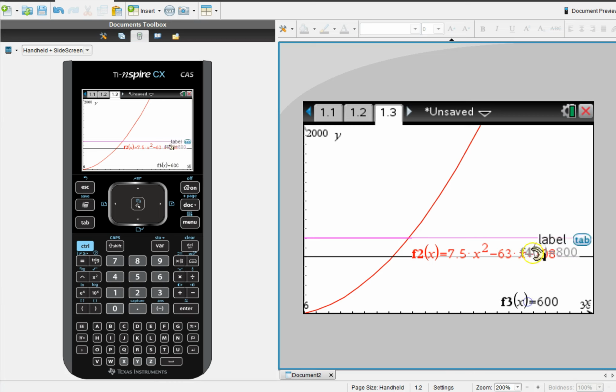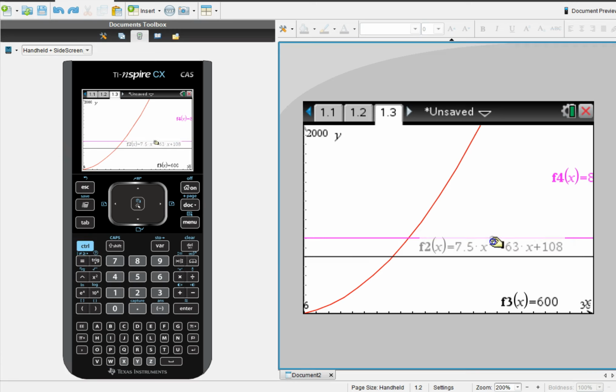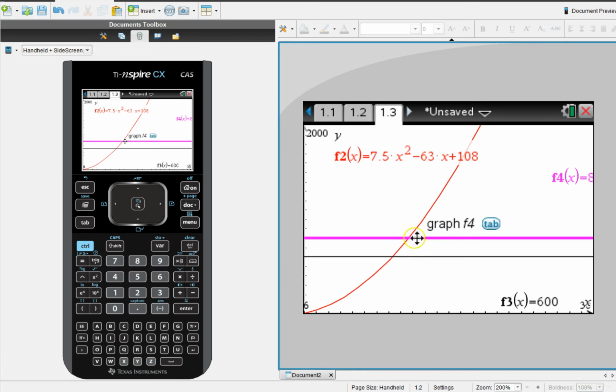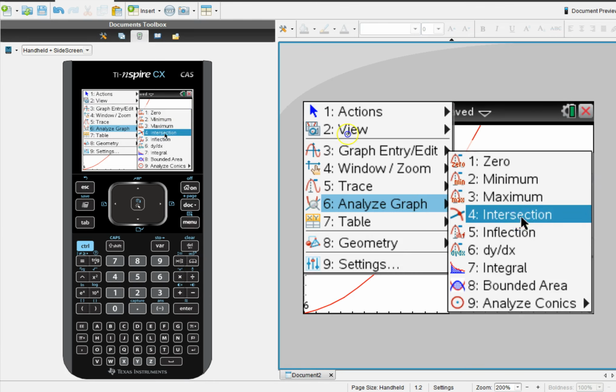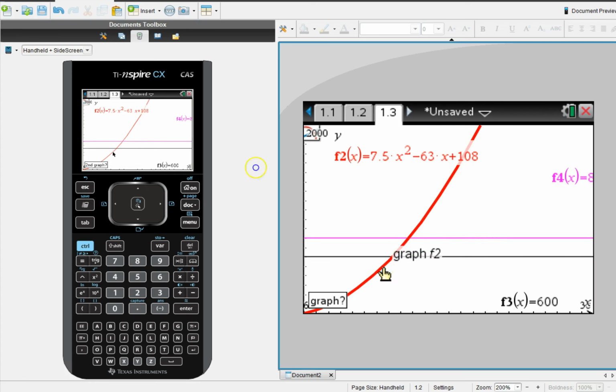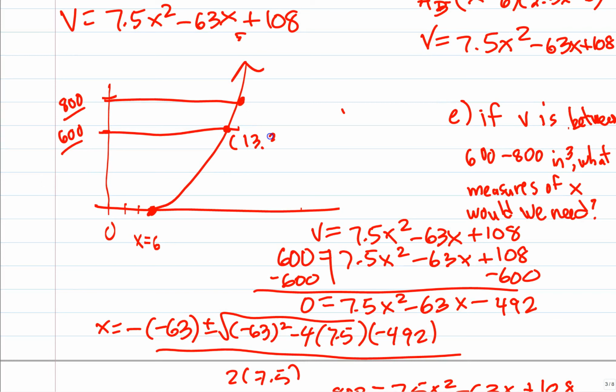Well, because now I can find out where the red equation, ooh, that is not what I want to do. I'm doing Control Z. There we go. I want to find out where this red equation crosses these 2 lines. So menu, analyze graph, intersection, red one, choose the black one, before and after, and it crosses 600 at about 13.3. I'm going to put that on my picture. So at about 13.3, we get about 600.